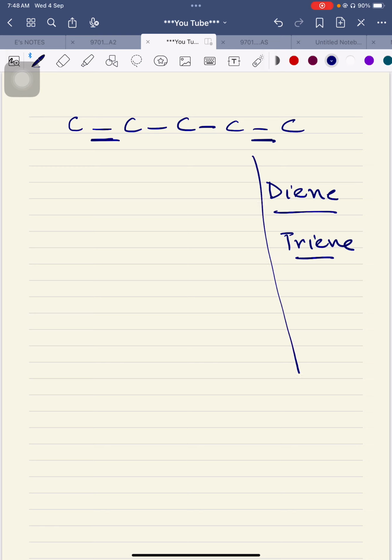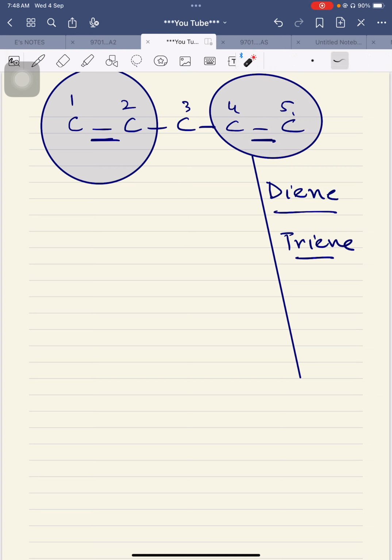So what will be the name for this compound? It is numbered 1, 2, 3, 4, 5. The double covalent bond is between number 1 and 2, and the other double covalent bond is between number 4 and 5. If we start counting from the other way, it is again the same pattern, so it will be 1, 2, 3, 4, 5 and remain the same. That's why we can start counting from either side. So what will be the name for this compound? It will be called pent-1,4-diene.